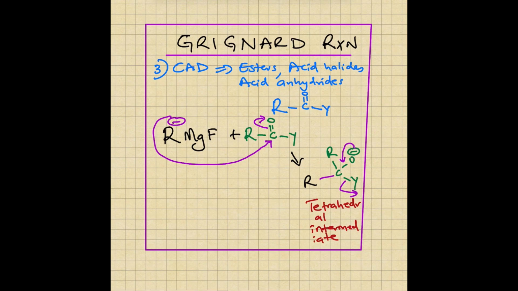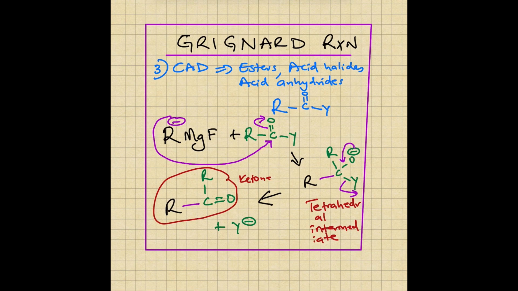And then the last step is the collapse of the tetrahedral intermediate by the electron pair coming back to form a double bond, and then the Y group will leave. It's a good leaving group, and therefore you end up with the original alkyl group from the Grignard, and then that R from the carboxylic acid derivative, and now we have the new carbonyl and the Y group left, so plus Y-. And basically what you end up with here is a ketone. The reason is because we have two alkyl groups, 1 and 2. So in summary, we can say Grignard reagents react with carboxylic acid derivatives like esters, acid halides, and acid anhydrides to give ketones.